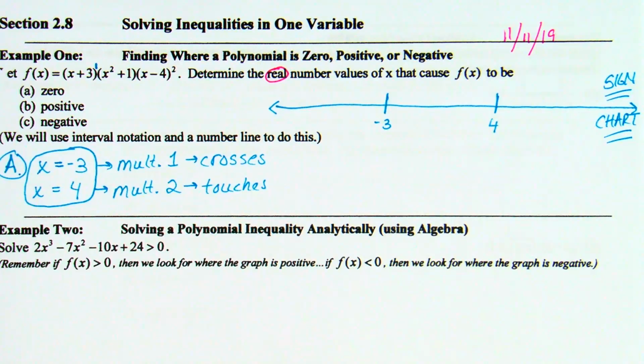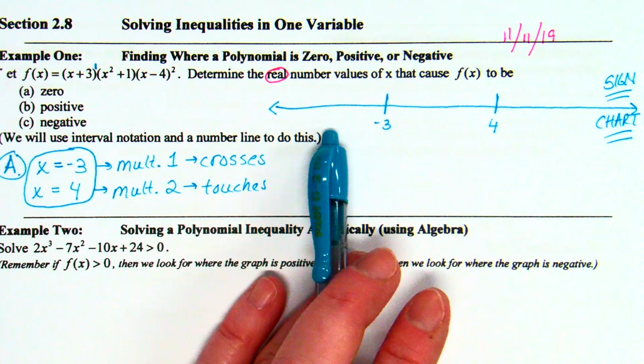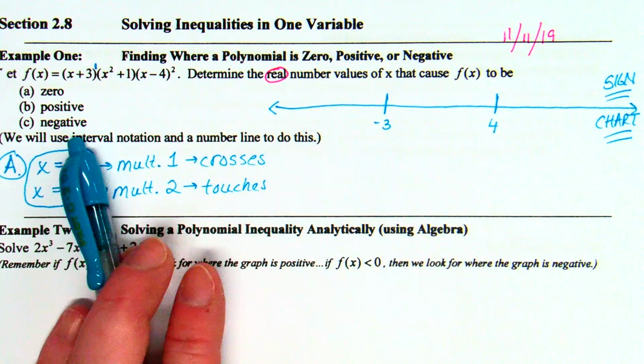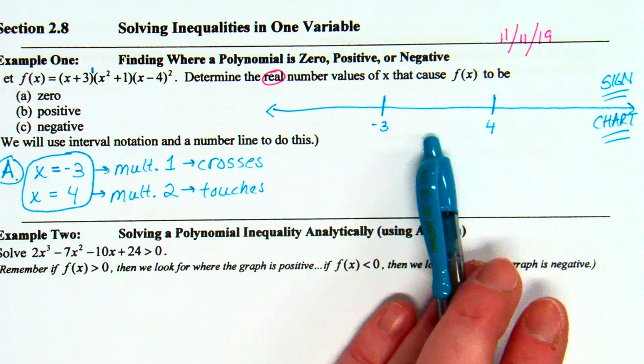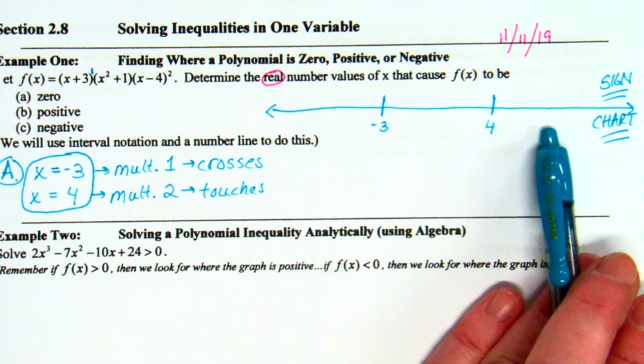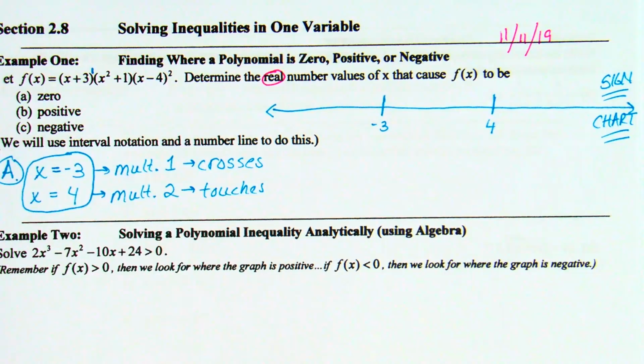Now, what we're going to use this sign chart for is to figure out, to the left of negative 3, is my graph positive or negative? Between negative 3 and 4, I want to know, is my graph positive or negative? And then to the right of 4, I want to know, is my graph positive or negative? In each area, I want to pick a test value, and I want to test it by putting it into the original equation.